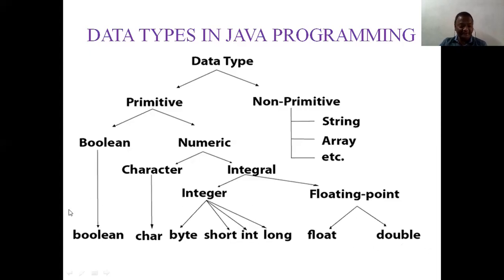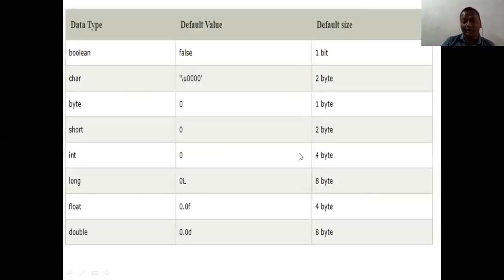So on the whole, the primitive data types are 8: Boolean, character, byte, short, integer, long, float, and double. Okay. So what I'm saying now can be represented in table form. So please watch.